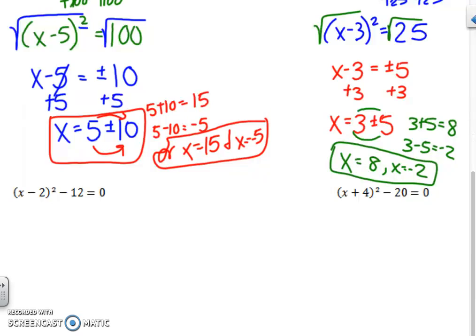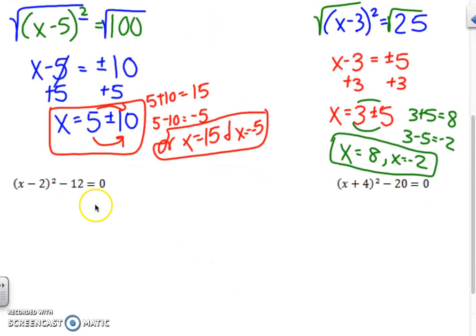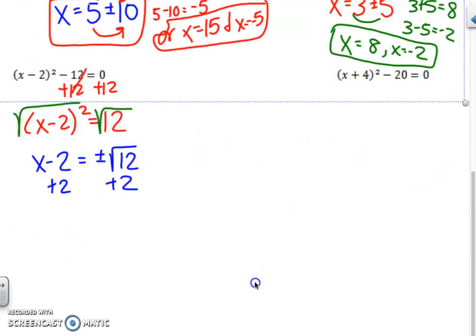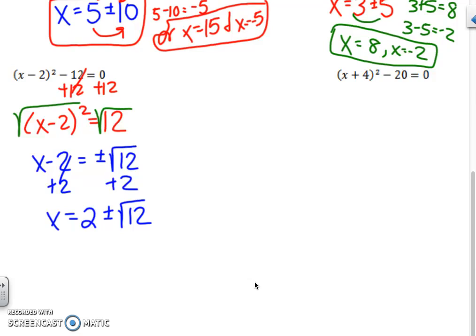So these are a little trickier. These are the hardest they will get. Okay. So again, you're still going to add 12 to both sides. You would get x minus 2 squared equals 12. Take the square root of both sides. So that will leave you with x minus 2 equals plus or minus square root of 12. Okay? Last step again is to add 12. Add 2, I mean. And so we will get x equals 2 plus or minus square root of 12.